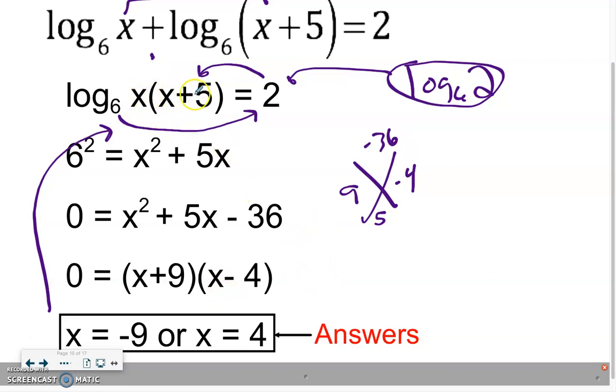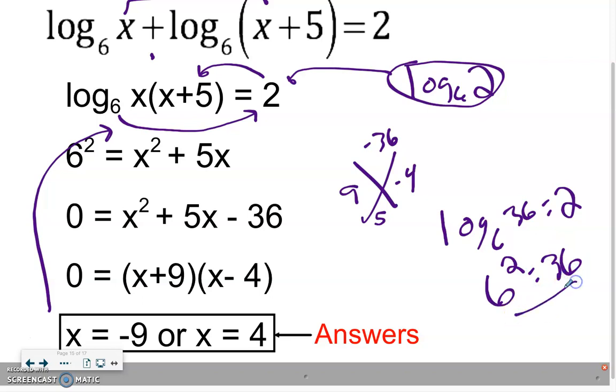So we get 4 times 9 is 36. So you get log base 6 of 36 is equal to 2. So let's check that. 6 squared is equal to 36. Therefore, we checked our answer. We know those answers are going to work. When I plug in 4 and I plug in negative 9, I get log base 6 of 36 is equal to 2. Because we're trying to figure out what solution makes the left side equal to the right side.